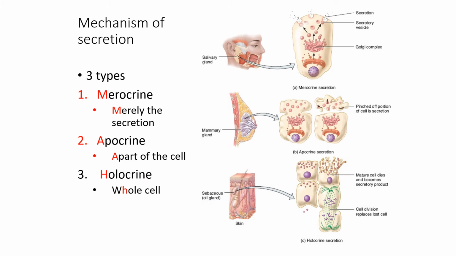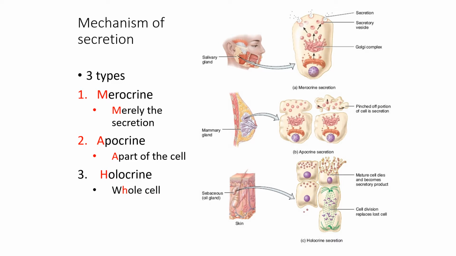Now, initially, we can classify exocrine glands according to the mechanism or mode of secretion. And from that, we have three separate types. The first type we call merocrine, where merely the secretion is extruded from the cell. And we see this type of secretion in the salivary glands. So, from the apical surface of the cell, only the substance, that is saliva, is secreted from these cells.